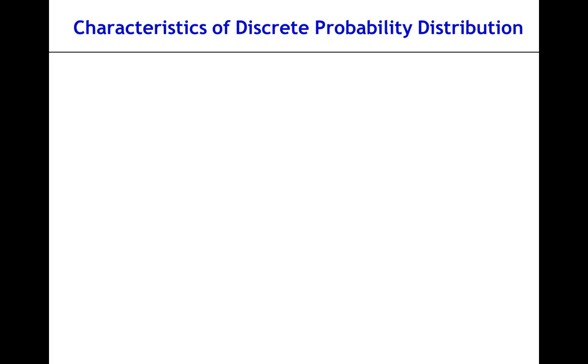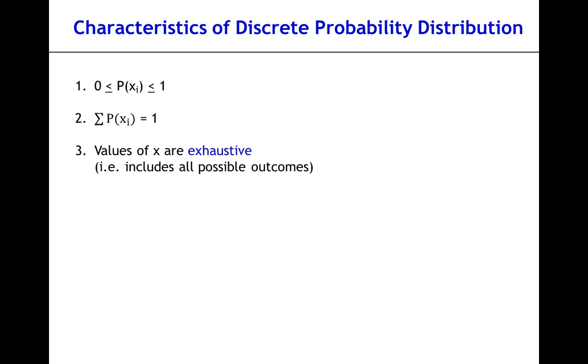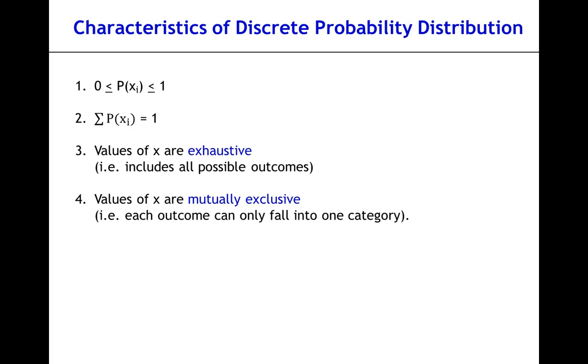Some characteristics of discrete probability distribution that we should be mindful about are that all the probabilities captured should be between 0 and 1, and the sum of all the probabilities involved should add up to 1. The values of x must be exhaustive, which means that every observation can be accounted for under one of the x's. Lastly, the values of x must be mutually exclusive, which means that each outcome can only fall into one category and not overlapping between two categories.